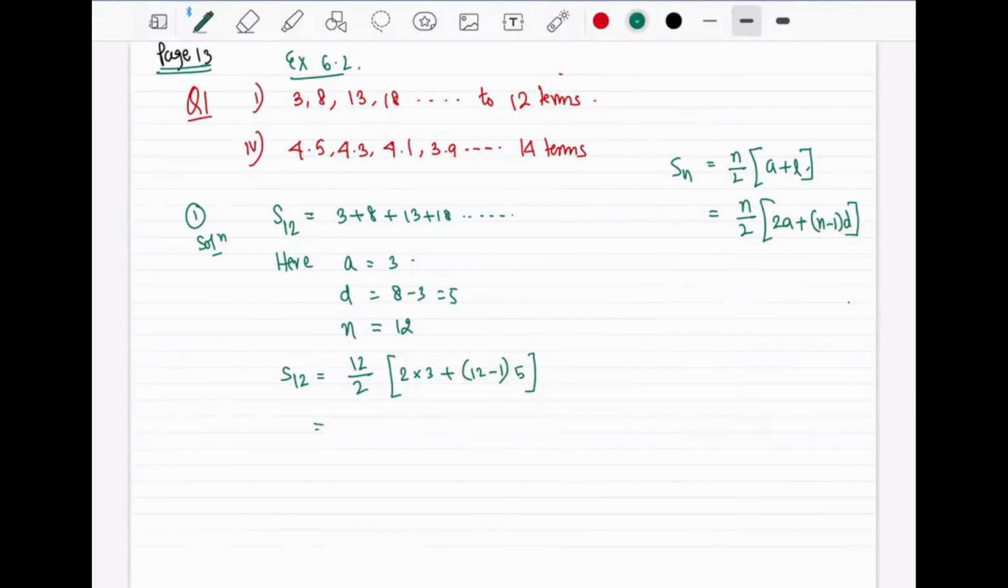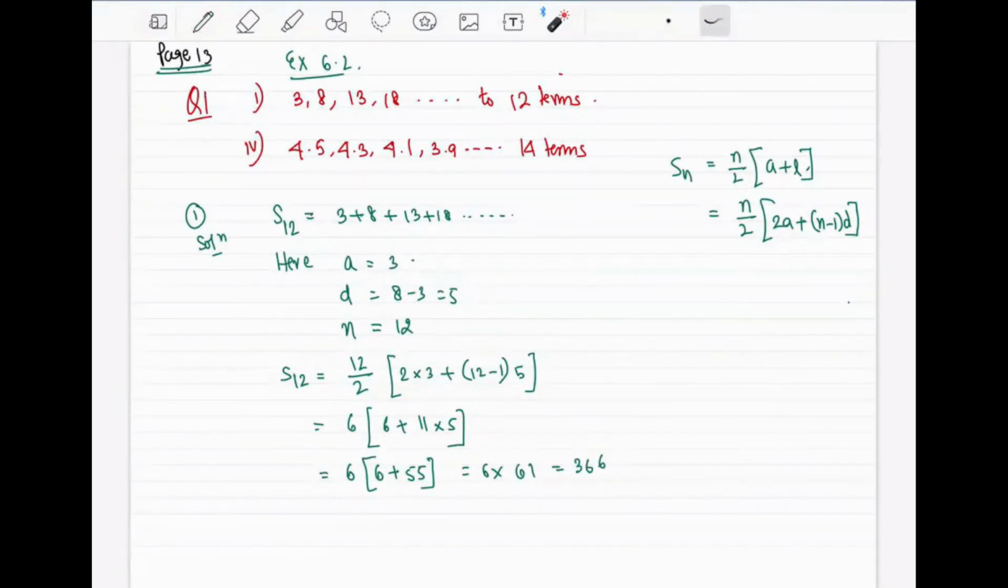So 12 by 2, you can cancel it out: 12 by 2 is 6. Inside the bracket, what do we obtain? 2 into 3 is 6, plus 12 minus 1 is 11, into 5. The bracketed portion is 6 plus 55, so we have 6 into 61. How much is it? 6 ones are 6, 6 sixes are 36. So if you add up the 12 terms, the result we obtain as per the formula for the sum of n terms is 366.